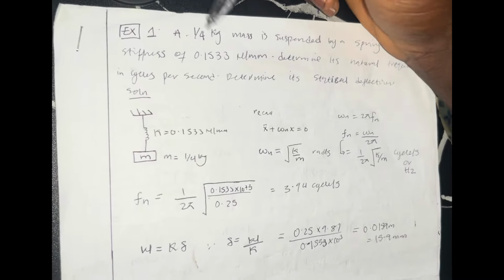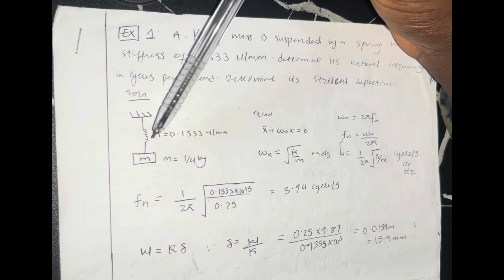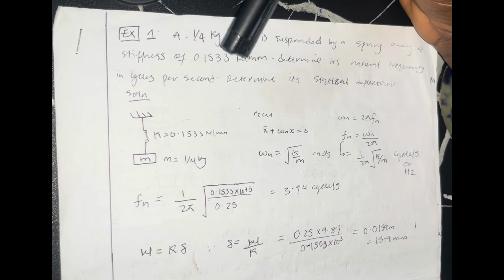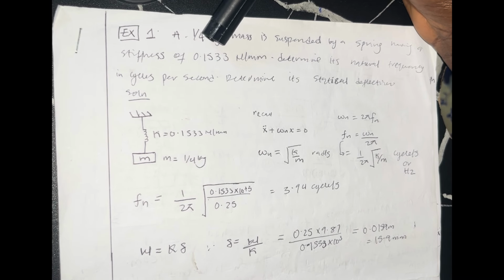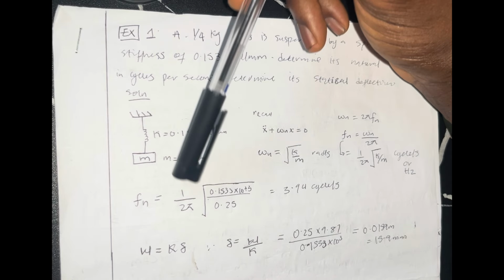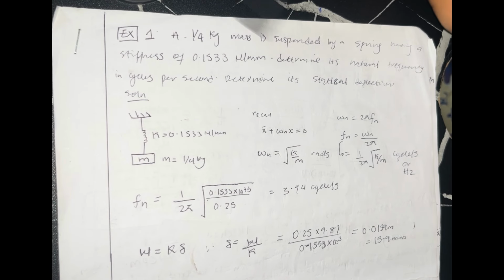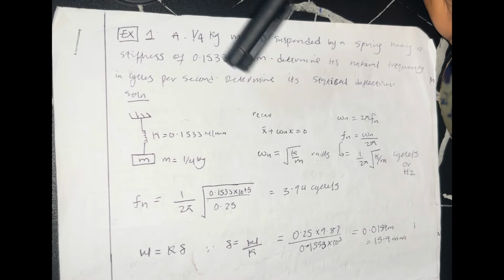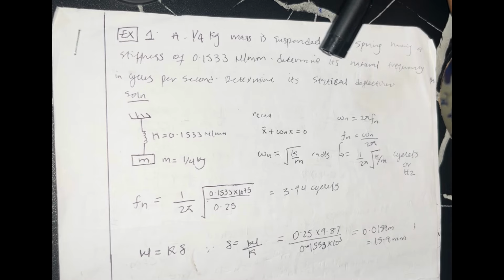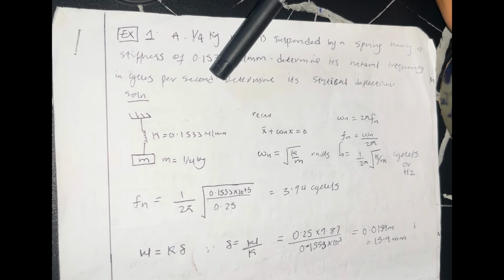So this is a vibration question, just 1 degree of freedom, 1 DOF. So this example states that we have 0.25 kg of mass, and this mass is suspended at a particular spring. That particular spring has a stiffness of 0.1533 Newton per millimeter. So we are to determine its natural frequency in cycles per second.